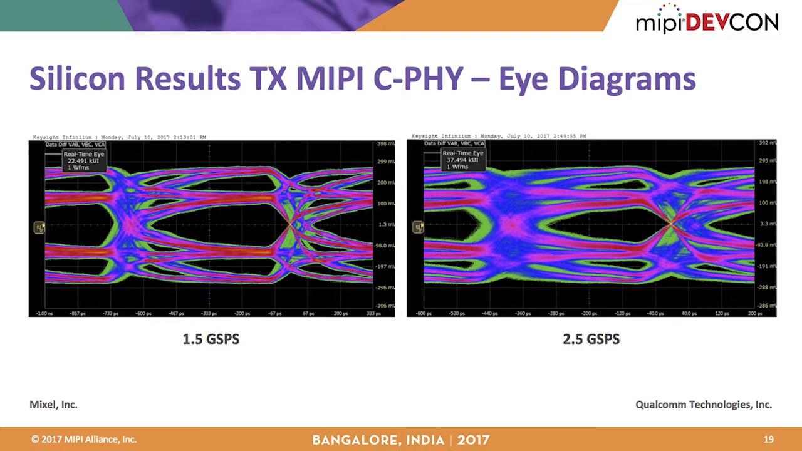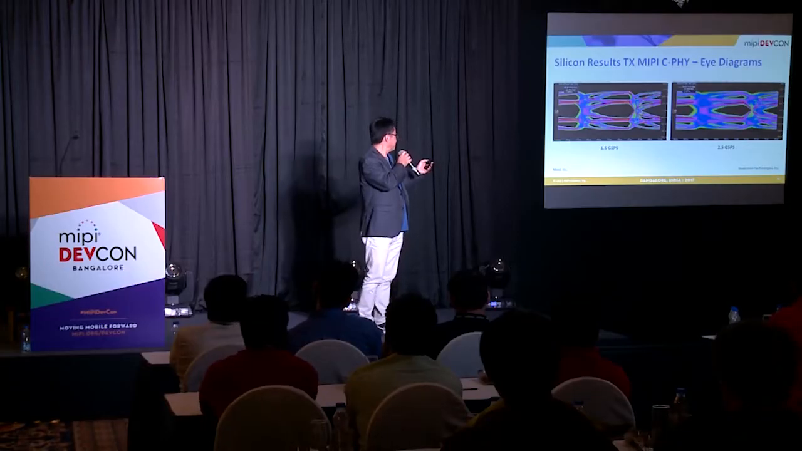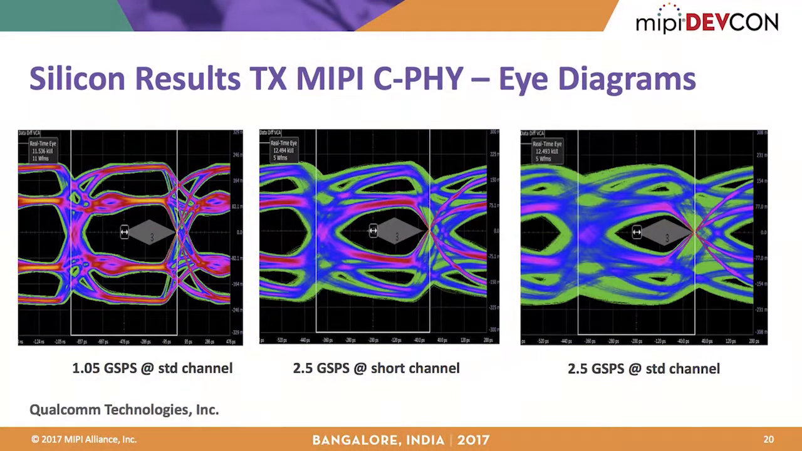So 2.5 giga symbols per second means 2.5 times 2.28, which is 5.7 gigabps, equivalent to the D-PHY. The message here is that this design is a combo C-PHY and D-PHY, and they don't hurt each other, and we can achieve the same maximum spec performance. And this is our Qualcomm result.